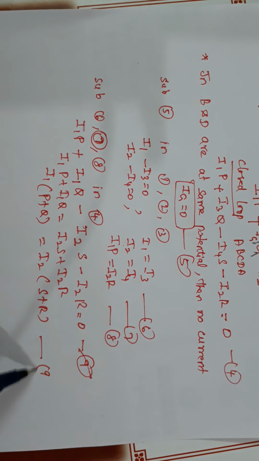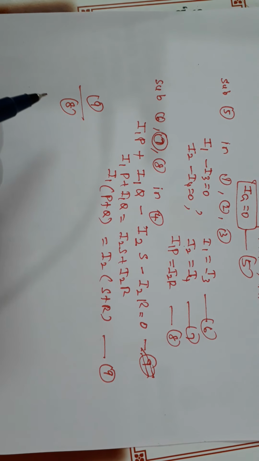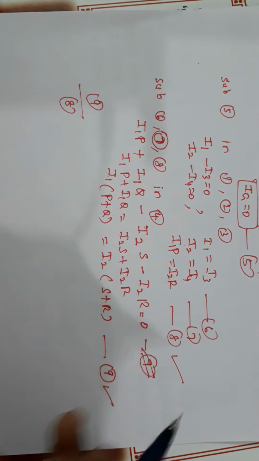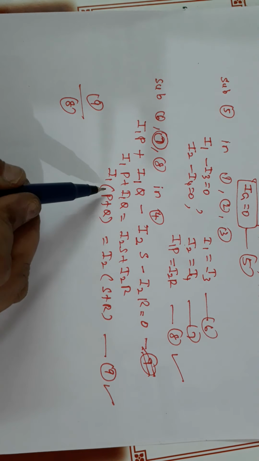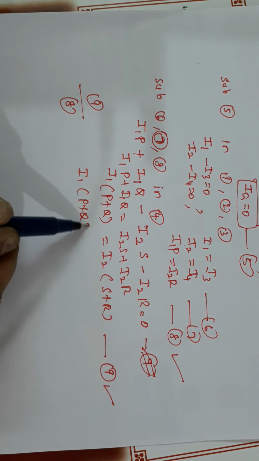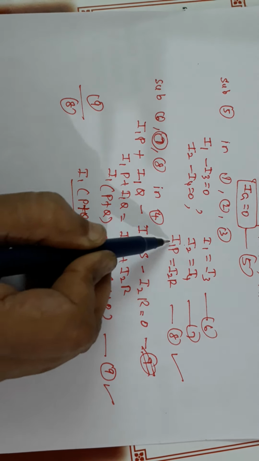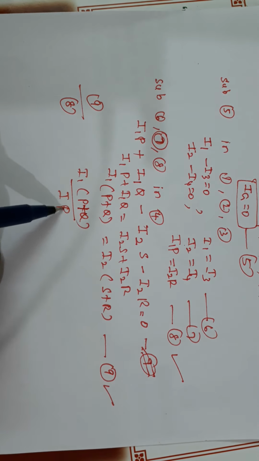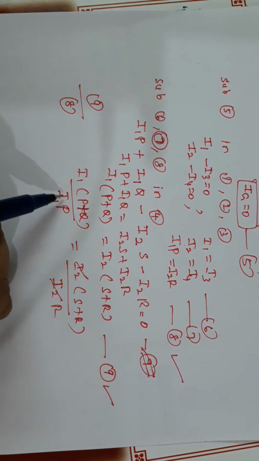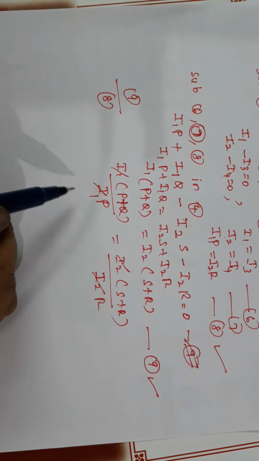Next you divide equation 9 by equation 8. You divide these two equations, 9 and 8. Left hand side divided by left hand side. I1 of P plus Q divided by I1P is equal to I2 of S plus R divided by, here the 8th equation is I2R. You can cancel this, right? So what are you getting?